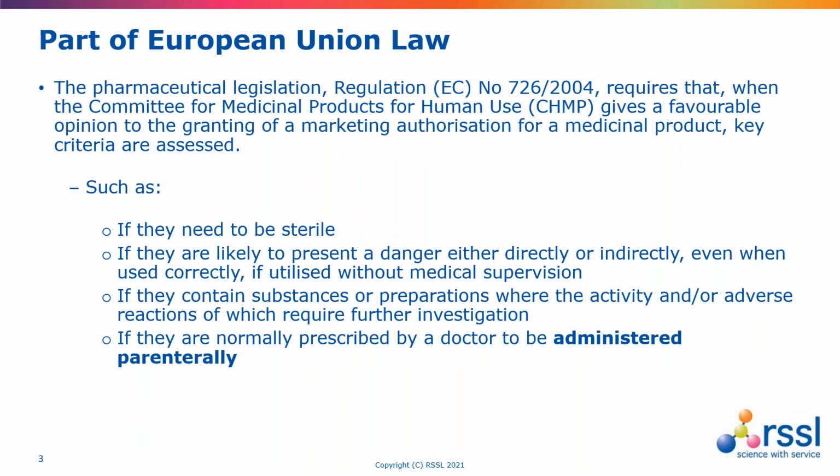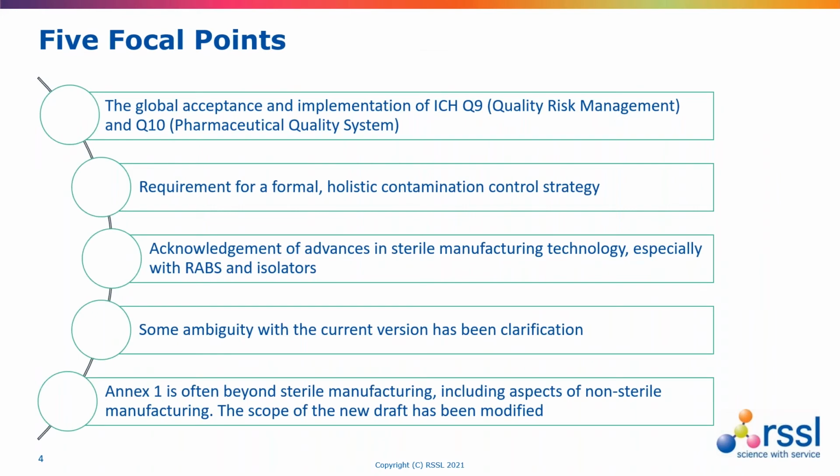Now, in terms of the overall thrust of Annex 1, there are 5 main changes. So there is the global acceptance and implementation of ICH Q9, which is quality risk management, and also its connection to ICH Q10, which describes the pharmaceutical quality system.